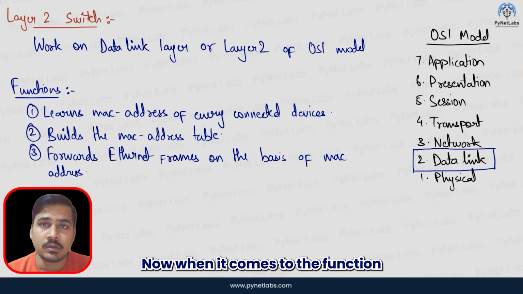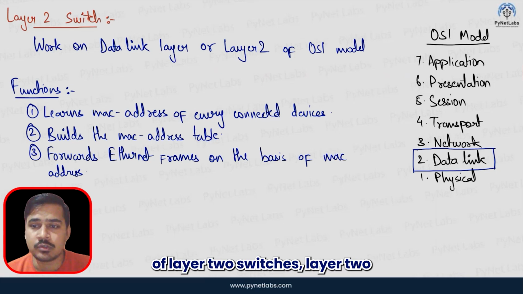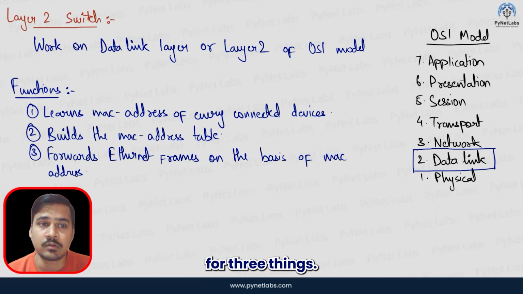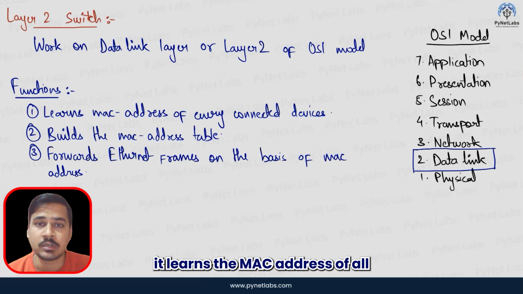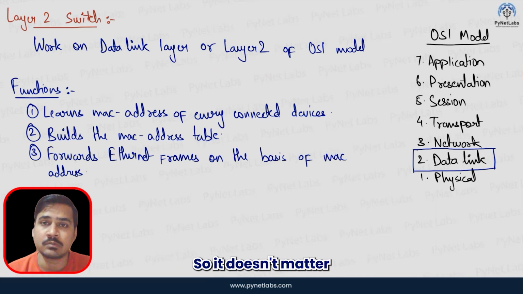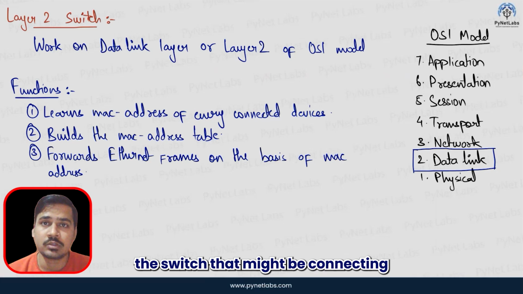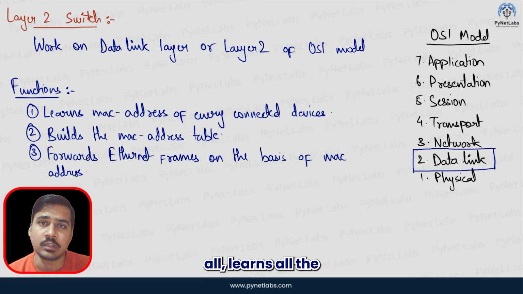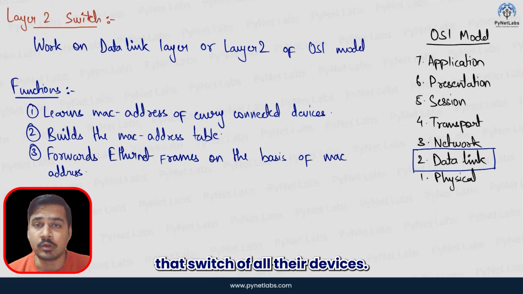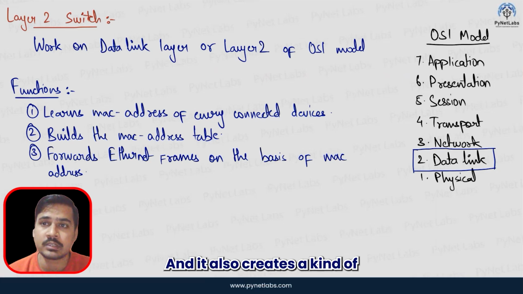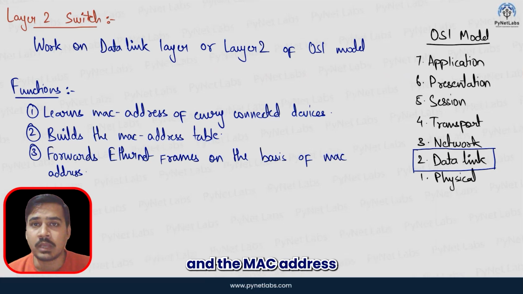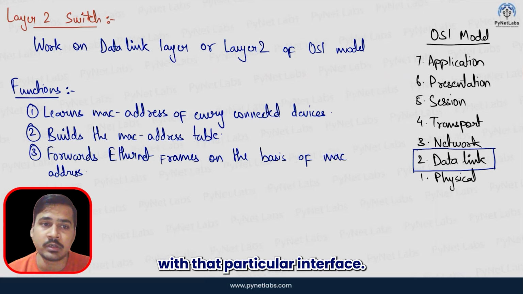Now, when it comes to the functions of layer 2 switches, a layer 2 switch is generally responsible for three things. First of all, it learns the MAC addresses of all the connected devices. It doesn't matter how many devices you have in your layer 2 network or in your local area network, the switch connecting all those devices first learns all their MAC addresses, and it creates a kind of database in which it stores each interface and the MAC address associated with that particular interface.